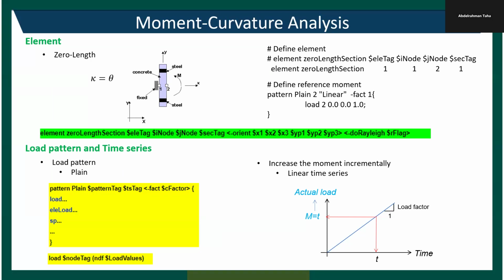Another, and maybe simpler, way to do it is to just record the reaction at the fixed node, and basically the moment recorded at this node will be the moment applied on the cross section. So you can use either way, and maybe it's a good exercise to do both and see if they give you the same results for the moment.